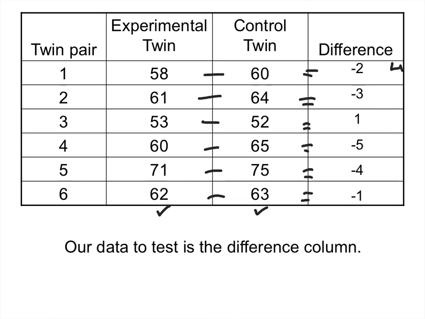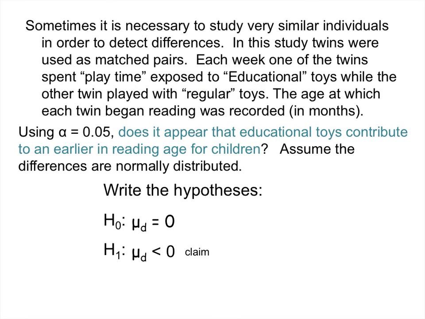To find your hypotheses, mu, the null is always equal to 0. I want to know if the experimental twins read earlier. If I find an experimental twin who reads earlier, the answer that I got here was negative. The symbol that I used to say negative answer is what works, is less than 0. So when I look here at my two hypotheses, the null is always equal to 0. Less than 0 is the claim.